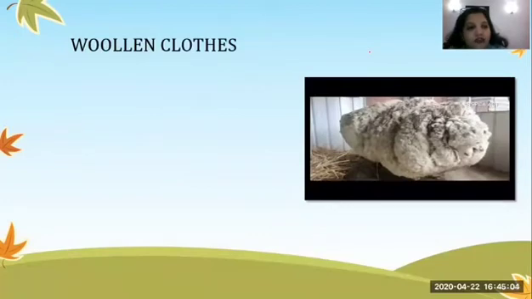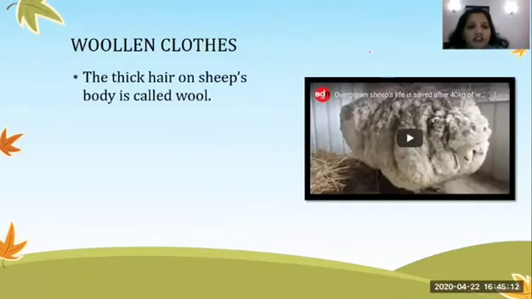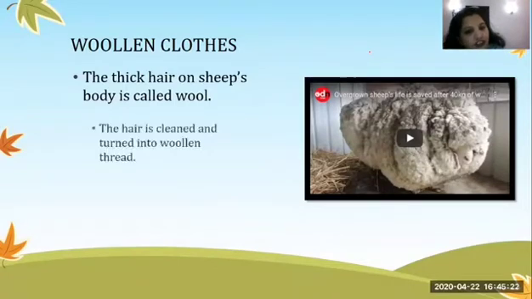You have already learned about making cotton clothes. So let's see how woolen clothes are made. The thick hair on a sheep's body is called wool. So what is the thing that we call wool? It is found on the sheep's body, or the wool grows on the body of a sheep.